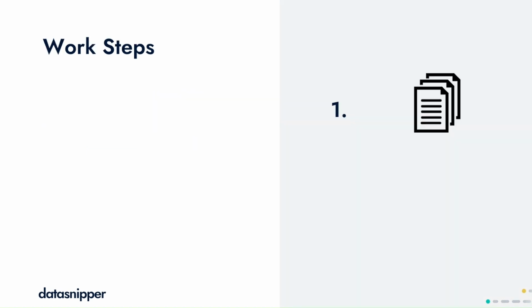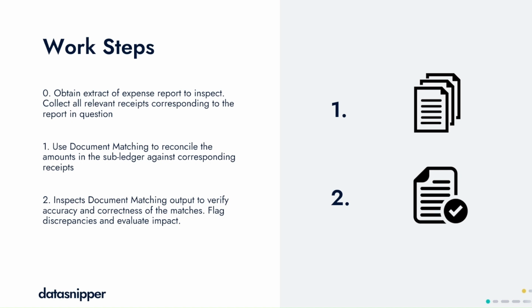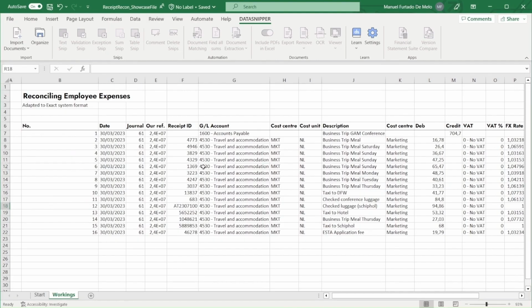time-consuming manual work. To start this use case, we will first need to obtain the extract of expense report to inspect, and we will also need to collect all the relevant receipts corresponding to the report in question. Subsequently, using document matching to reconcile the amounts in the subledger with the corresponding receipts, and finally, inspect document matching output to verify accuracy and correctness of the matches.